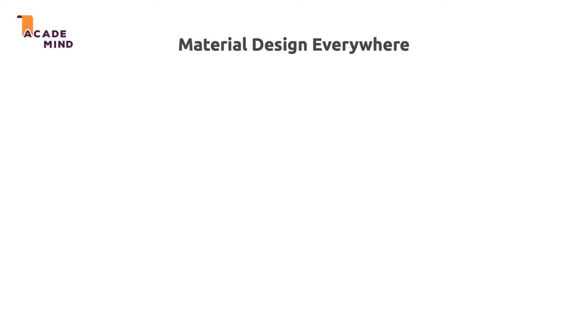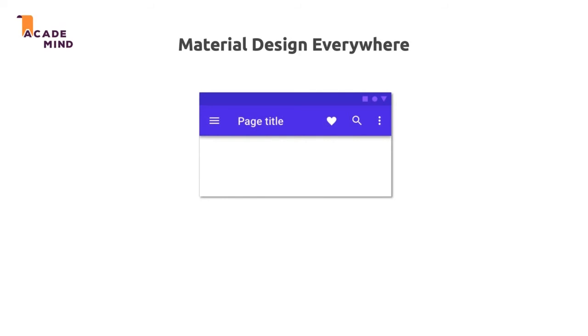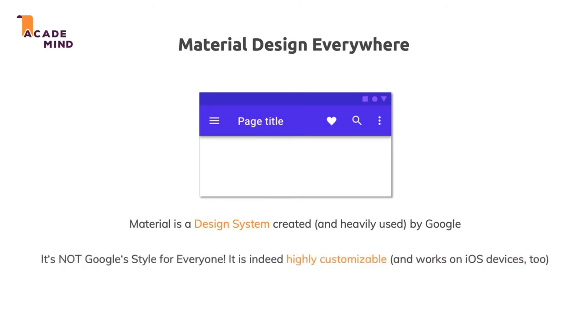In the first app, you already saw it, and throughout this course you will see it. Flutter by default embraces the material design system, the material design language. Material design looks like this, as an example, and it's a design system created and heavily used by Google. Now, it's not Google style for everyone though. It's highly customizable and works on iOS devices too, so you can also use it in your iOS apps.